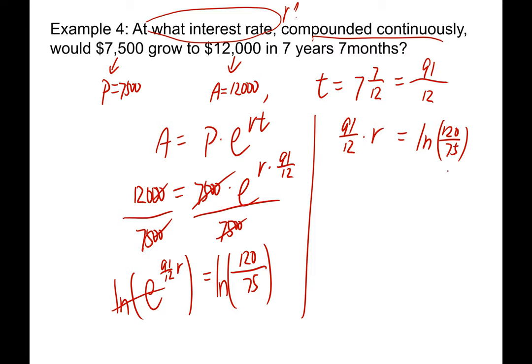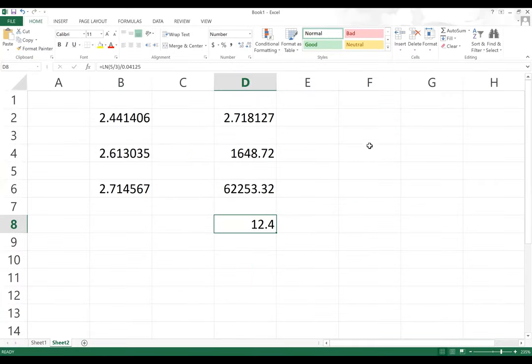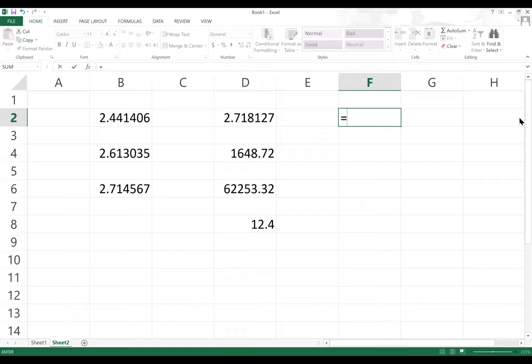And you multiply by the reciprocal, so multiply by 12 over 91 on both sides of the equation. Okay, and this reciprocal offsets, becomes one. So R is by itself. So all we have to do is multiply these two and get the result, an interest rate R. So one more time, we multiply ln of 120 over 75, and multiply by 12 over 91. And that should give us the proper answer.